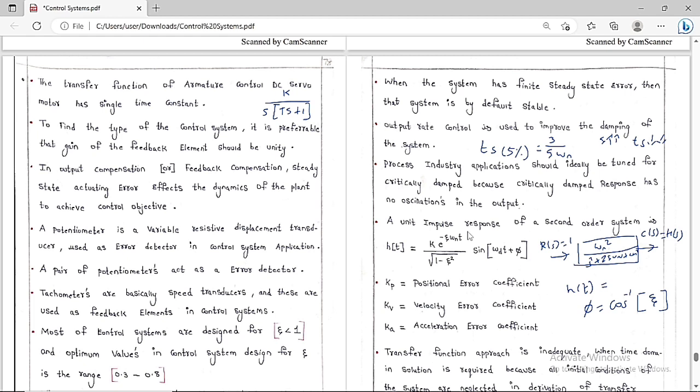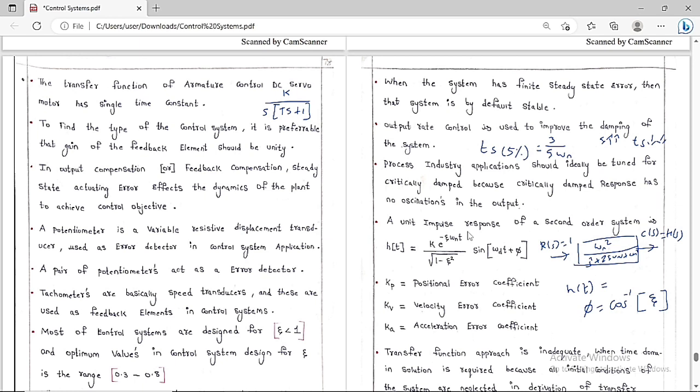So therefore we can say the unit impulse response of a second order system is given by h(t) = K e^(-ζωn t) / √(1-ζ²) sin(ωd t + φ). This point you always have to keep in mind.